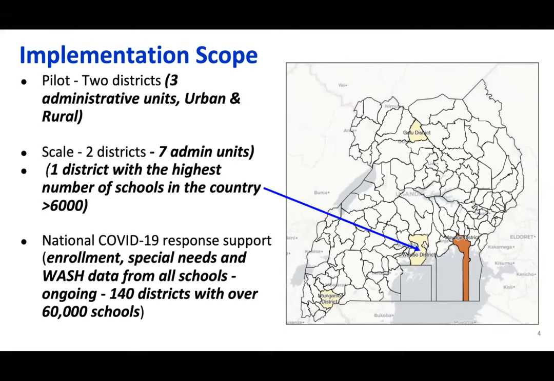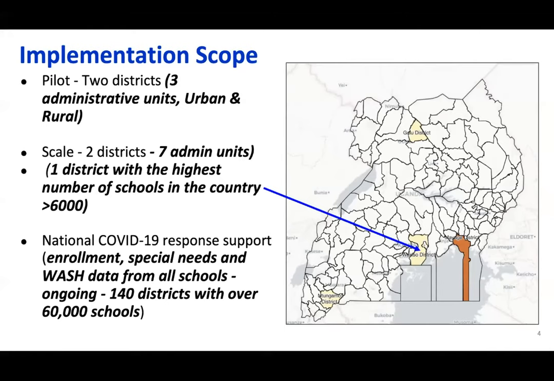And this data collection is happening through the district and municipal education officers making phone calls to the schools and getting data on enrollment, special needs, and hand washing facilities in preparation for reopening as a COVID measure.